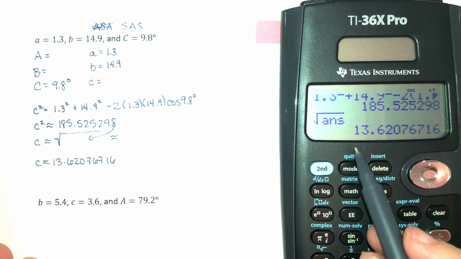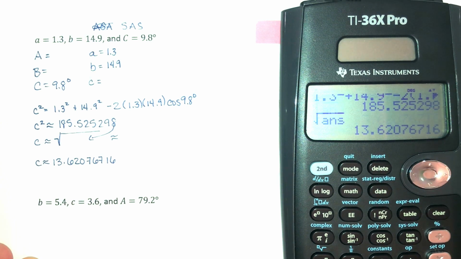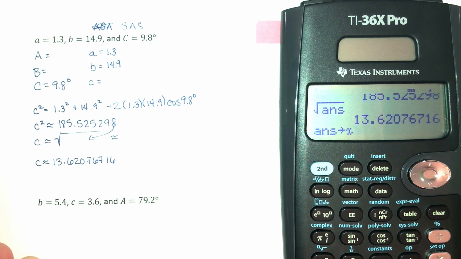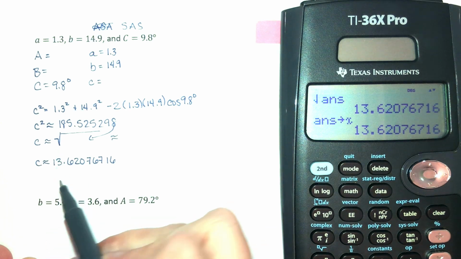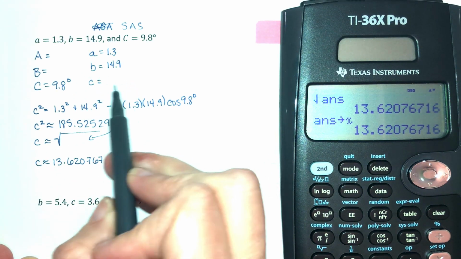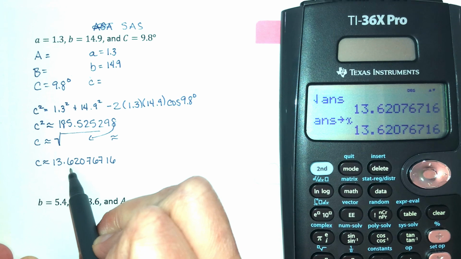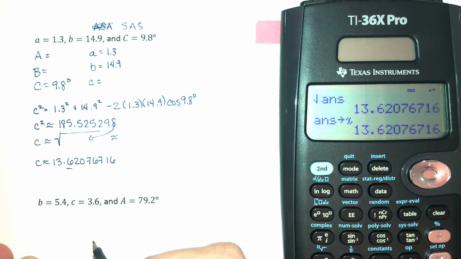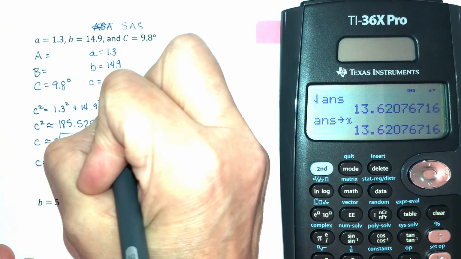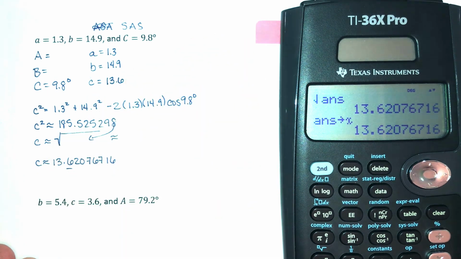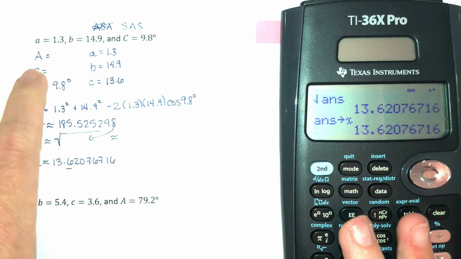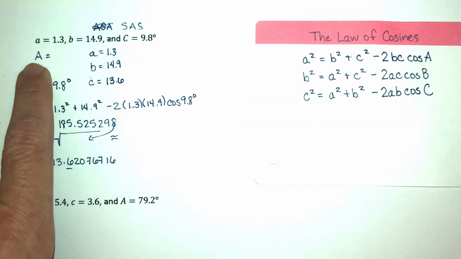And just like on the previous problem, I'm going to put this into the memory so I can use the exact answer. But again, when they ask you to fill this in, they want you to round to the nearest tenth. So that's approximately 13.6. Okay, so now let's find angle A.